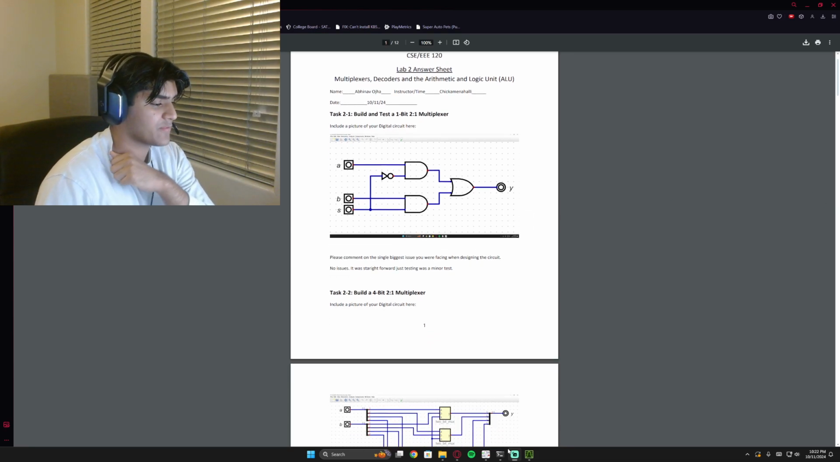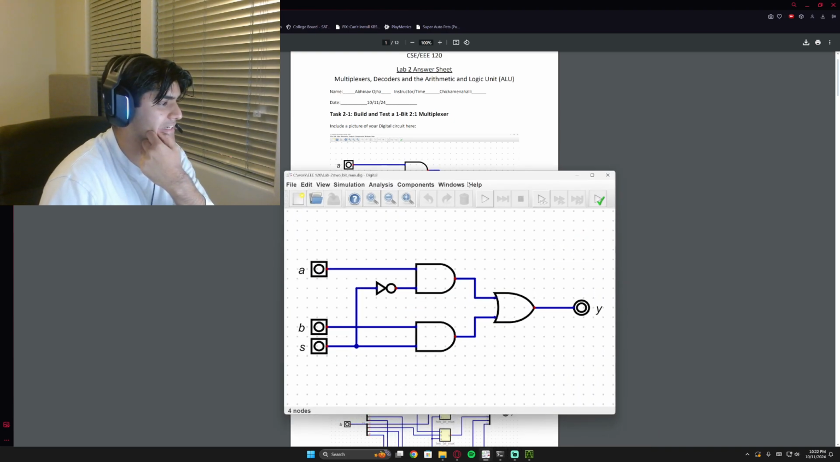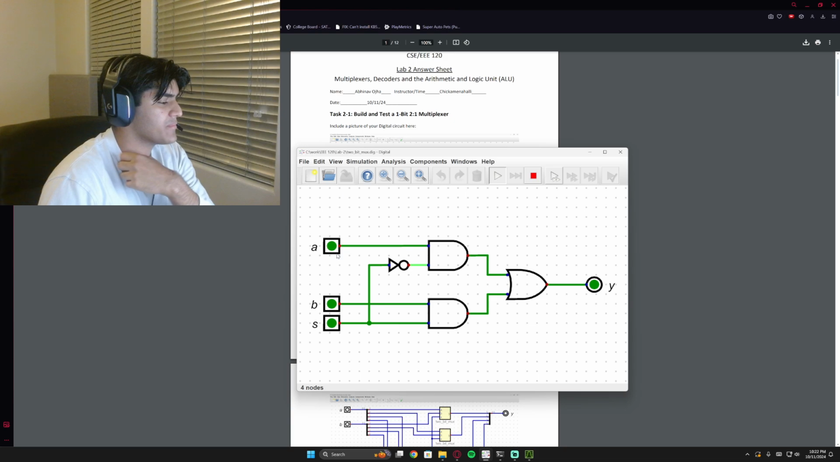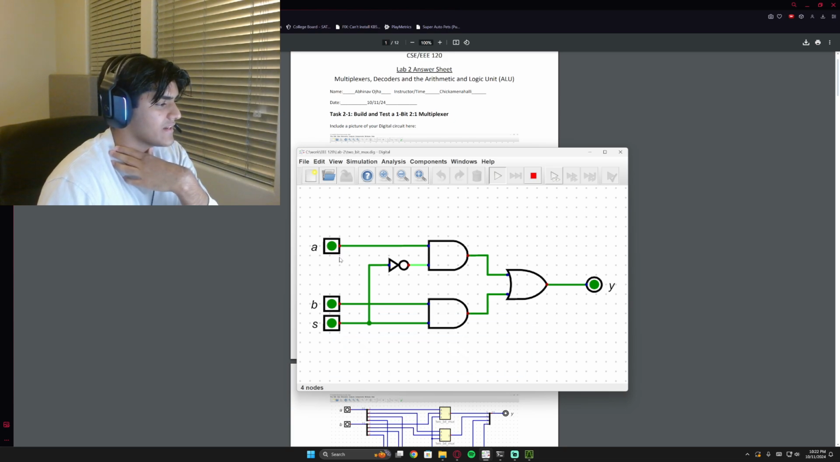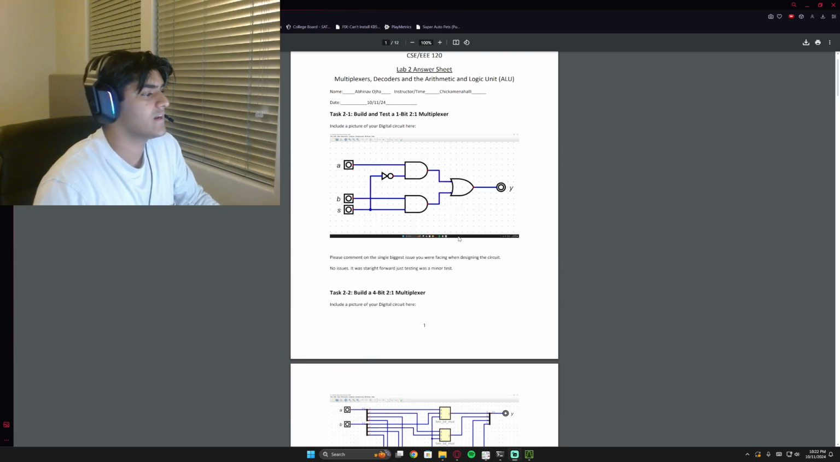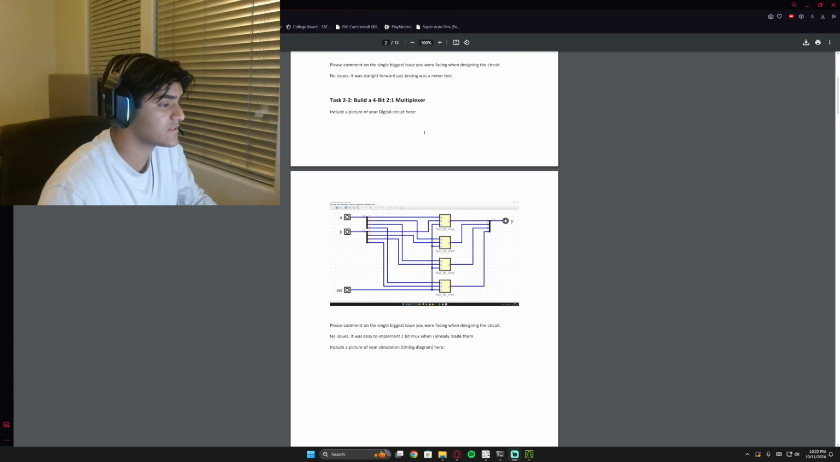The first thing we did for this lab was build a 2-1 multiplexer. What it basically does is you have input A, input B, and then a select. If select is 0, no matter what you do to B, the output will always be A. If select is 1, no matter what you do to A, the output will always be B, as you can see here. Pretty self-explanatory.